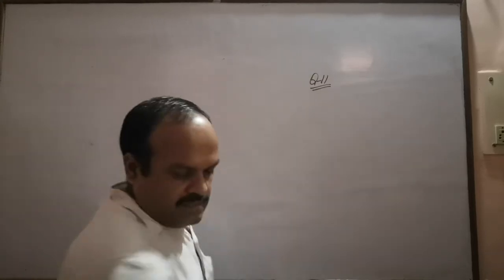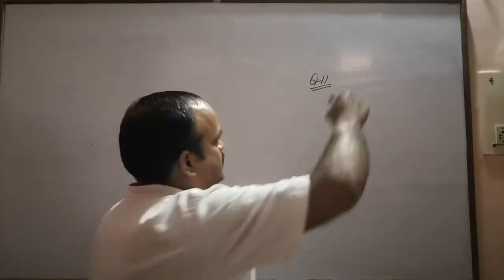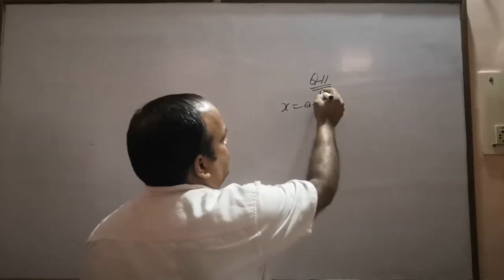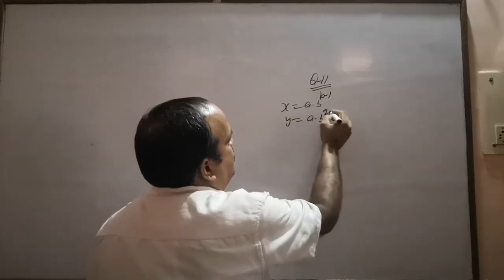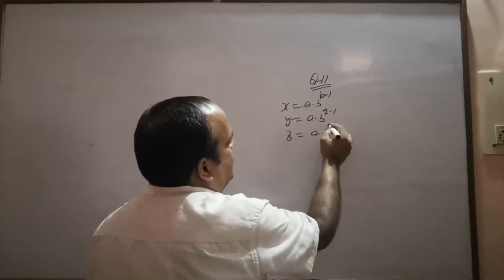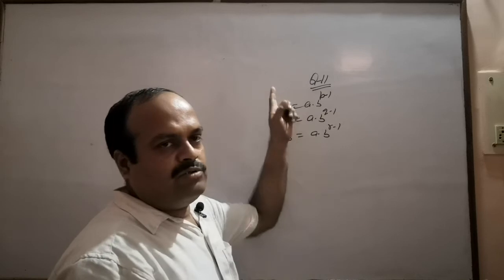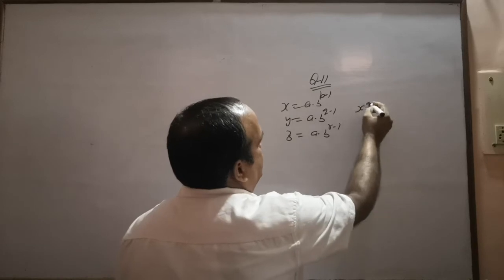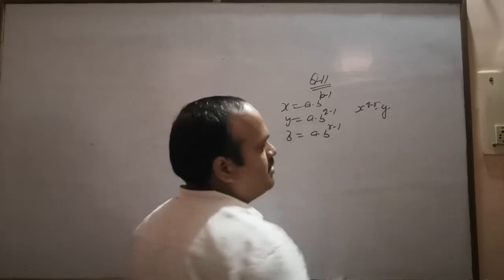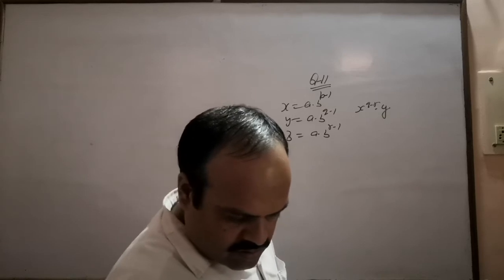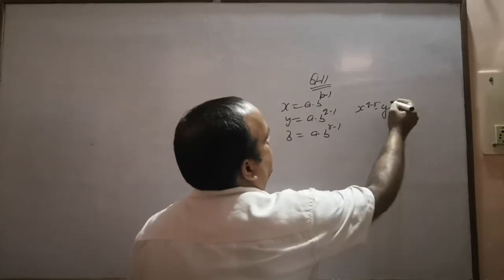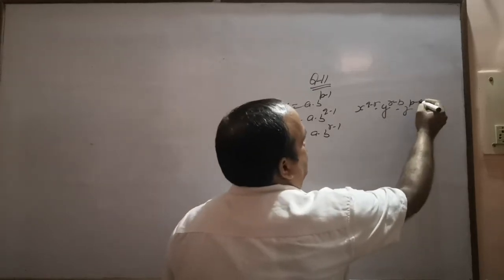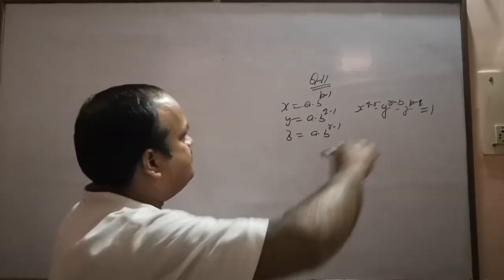We have x equals to a into b to the power p minus 1, y equals a b to the power q minus 1, z equals to a b to the power r minus 1. We have the values of x, y and z, and what we want to prove? We want to prove that x to the power q minus r multiplied by y to the power r minus p multiplied by z to the power p minus q equals to 1. Let's prove.